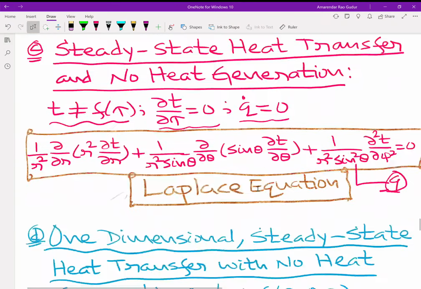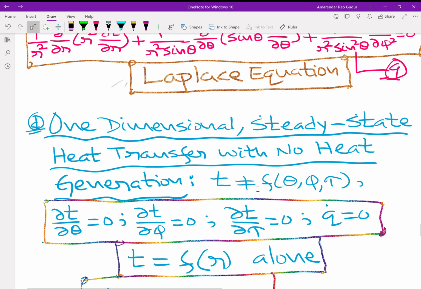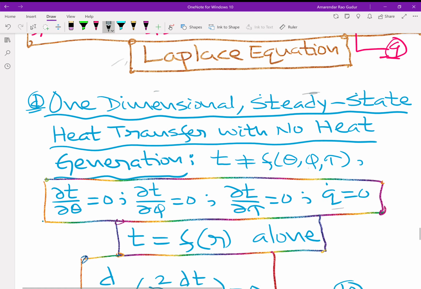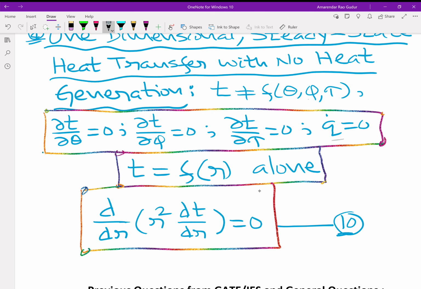And perhaps the simplest is one-dimensional, steady state, and no heat generation. The temperature does not vary with theta, phi, and time, and there is absolutely no heat generation. Therefore, del T by del theta is 0, del T by del phi is 0, del T by del tau is 0, and q is equal to 0. As a result, temperature is a function of R alone.